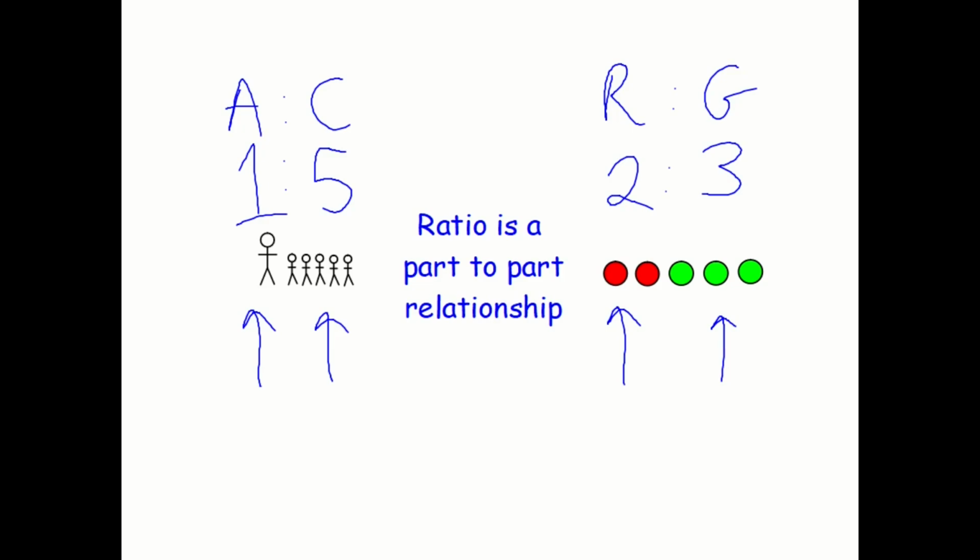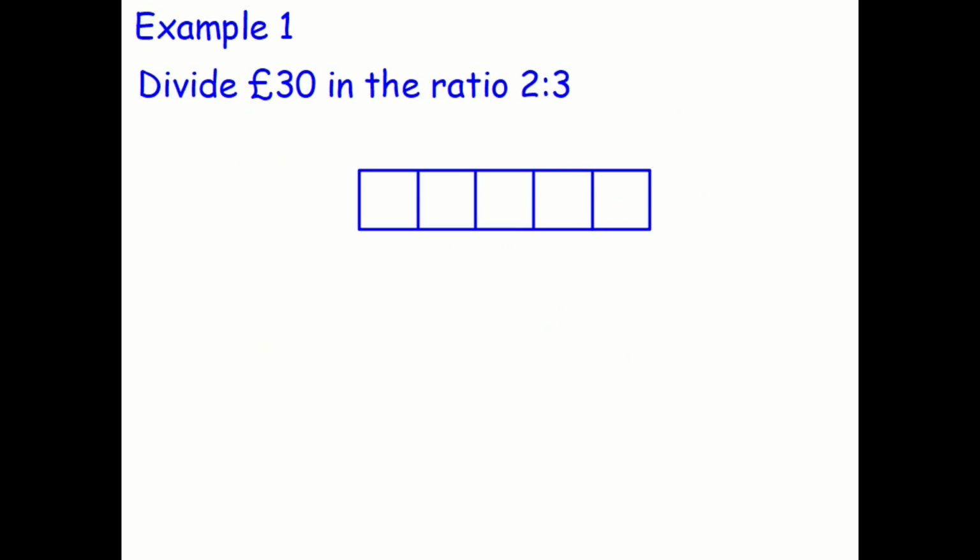So in this video we're going to be looking at dividing ratios in a given quantity. Let's have a look at example number 1. It says divide £30 in the ratio 2 to 3. So this ratio 2 to 3 means that we've actually got to split our £30 5 ways. So £30 has got to go across all these 5 boxes.